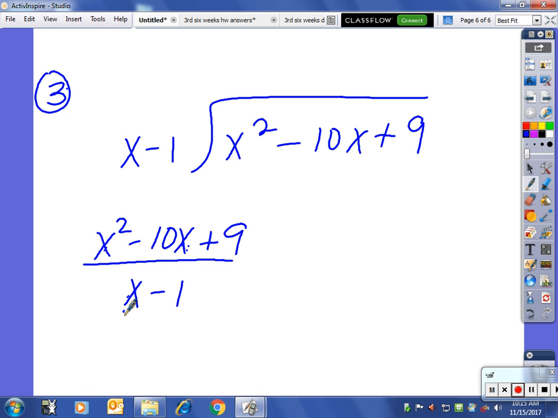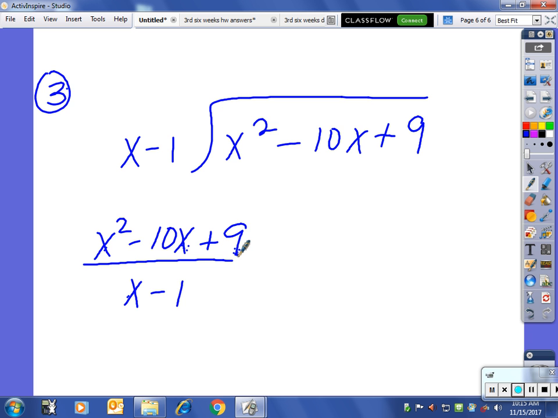What can I do, though? I can factor the top. And guess what? These should be rigged where something will cancel for you. So it's kind of like what you're dividing by. Your divisor down here should be a clue as to what one of your factors most likely will end up being. For example, when I start to factor this, 9 could be 9 and 1 or 3 and 3.